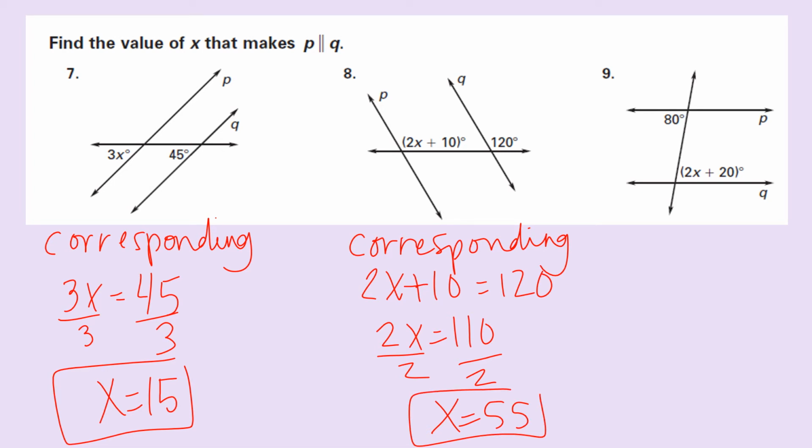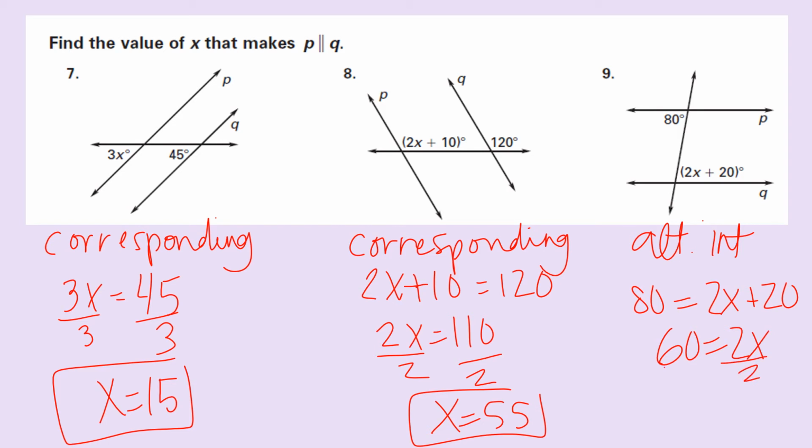Then for number 9, you are looking at alternate interior angles, and we know that alternate interior angles are congruent. So if we have 80 equals 2x plus 20, we can go ahead and solve. 60 equals 2x, divide both sides by 2, so x would equal 30, and that would make these lines parallel.